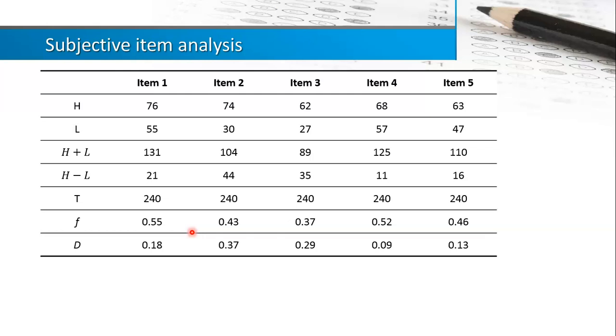So this is subjective item analysis. There is no distractor analysis for subjective items, so you can only calculate facility and also discrimination for subjective item analysis.